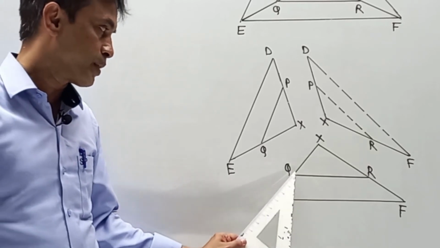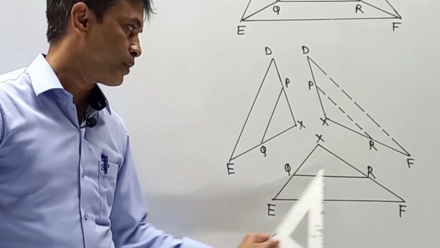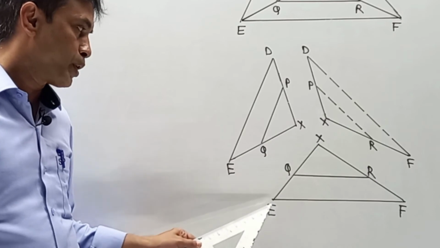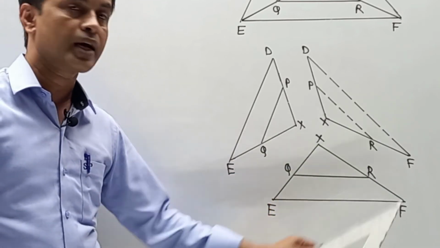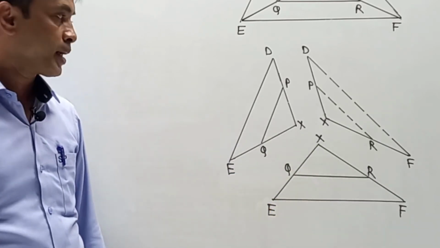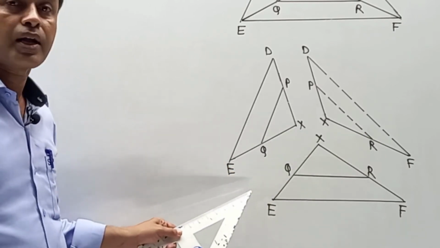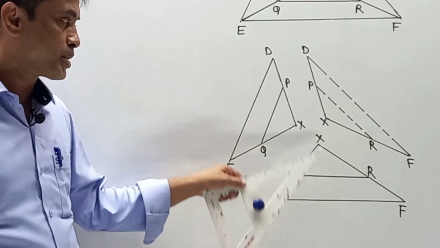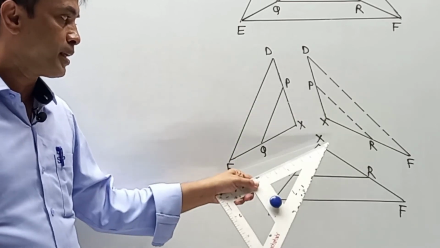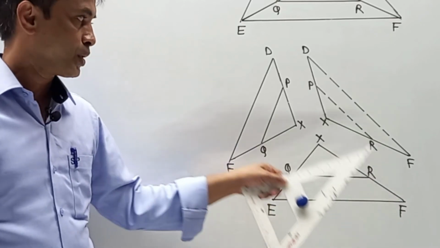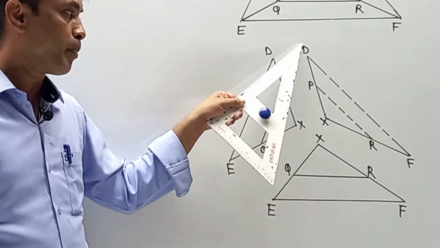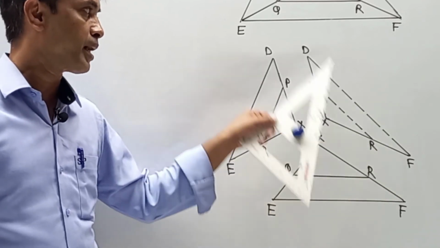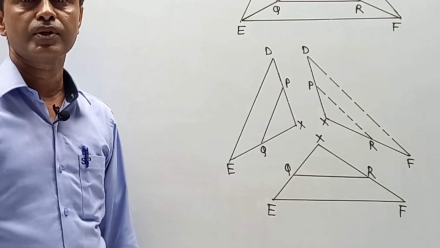Now second, they have given QR parallel to EF. Automatically you can write XQ upon QE is equal to XR upon RF, again by BPT. Now here XQ upon QE is the same for the first as well as the second part. Naturally we can conclude from this XP upon PD is equal to XR upon RF. Naturally we can say that PR is parallel to DF, by the converse of BPT.